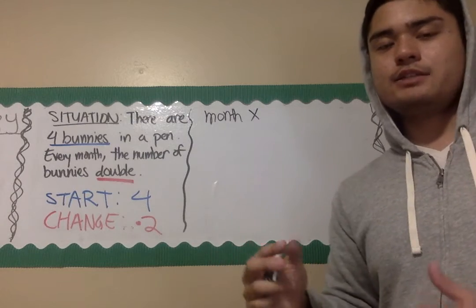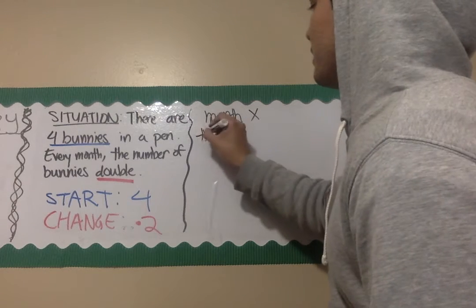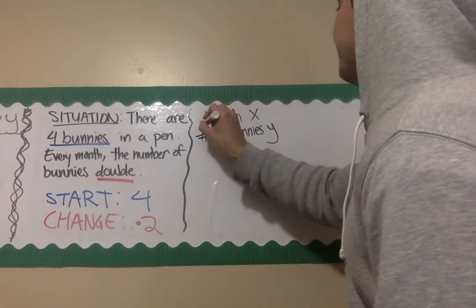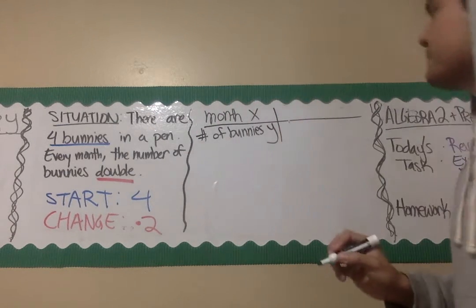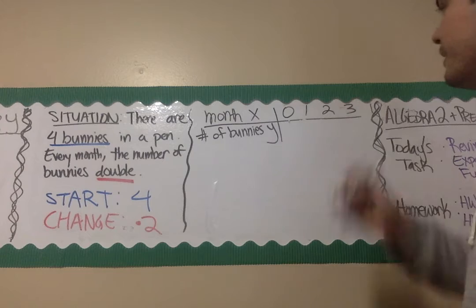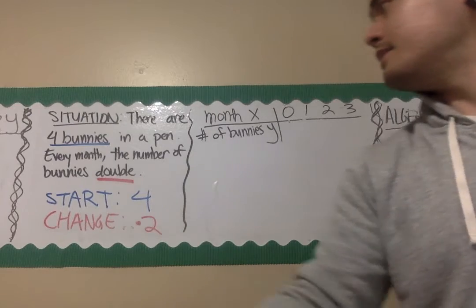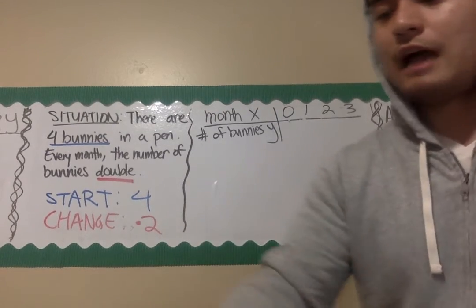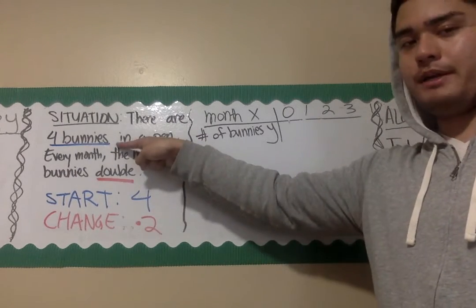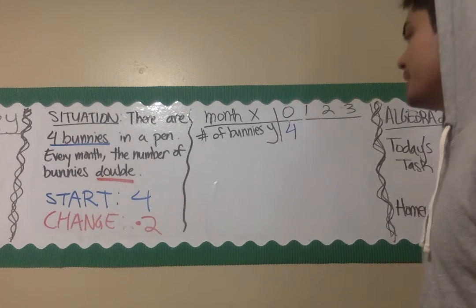And the number of bunnies is dependent on the month. So that's going to be my y value, the number of bunnies is my y. Okay, and the months we're starting with 0, 1, 2, 3, etc. Okay, so the start. How many bunnies are we starting with? In month 0, how many bunnies are we starting with? We look at our situation, 4 bunnies. We also wrote down here, we're starting with 4 bunnies. So in month 0, there are 4 bunnies.